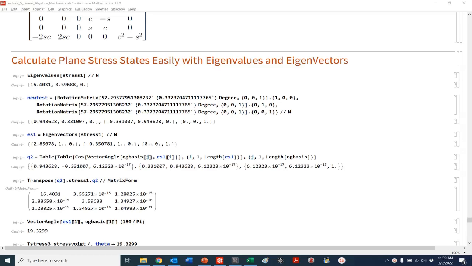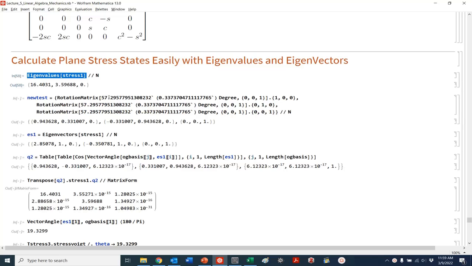Hi everyone, we are back, and now let's get into how we want to calculate plane stress states easily with eigenvalues and eigenvectors. One of the most important things is figuring out how we can find the stress state or the rotation that gives us only normal stresses. We figured out last time, and we can test this out to make sure that eigenvalues give me the actual values.